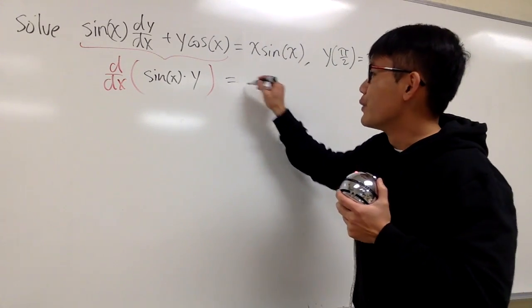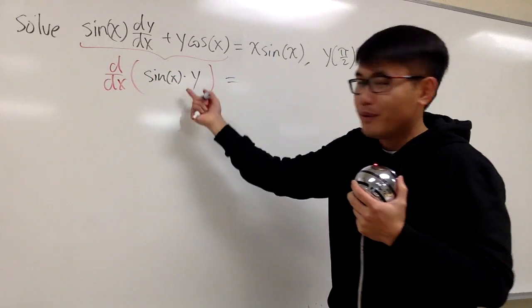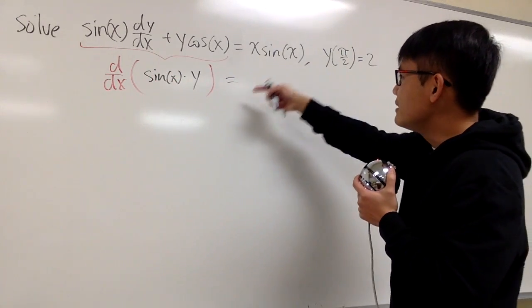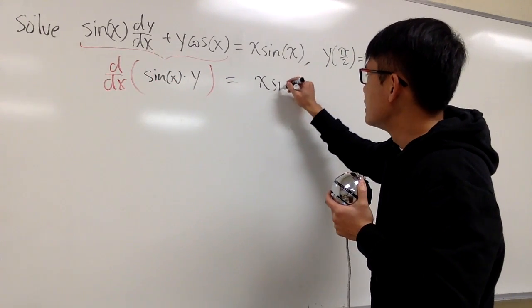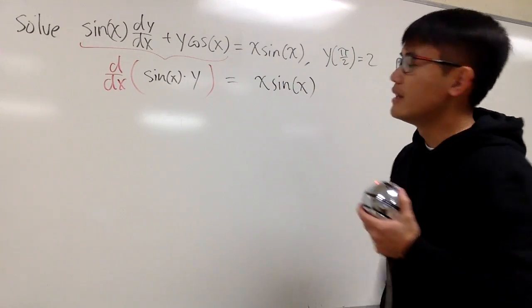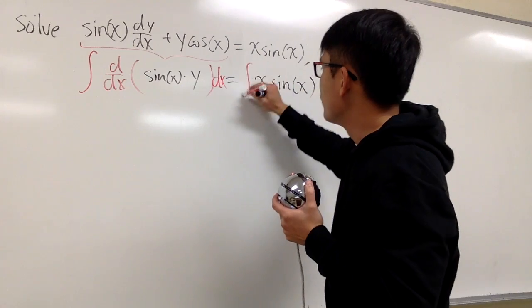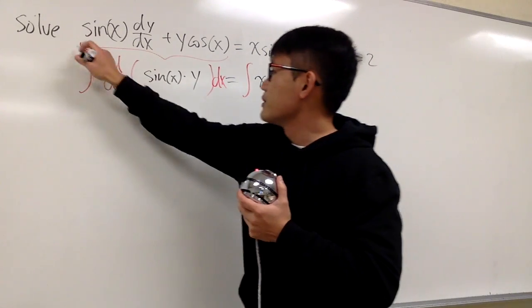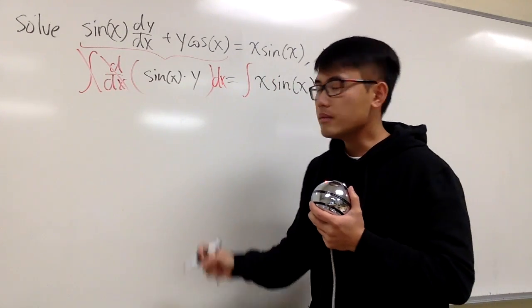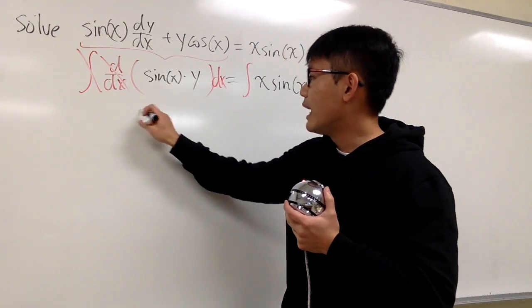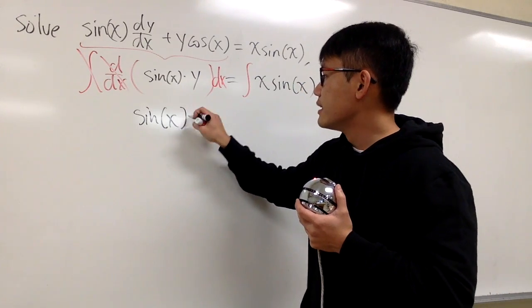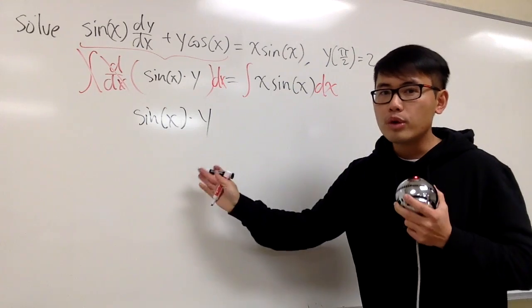Anyways, we proceed because this is already done for us pretty much, right? This is equal to x times sine of x. And then I can just go ahead and integrate both sides, right? So that this and that will cancel. On the left-hand side, we will have sine of x times y. And don't worry about the plus c.